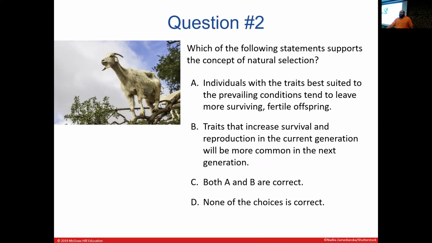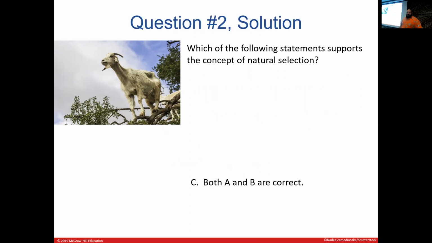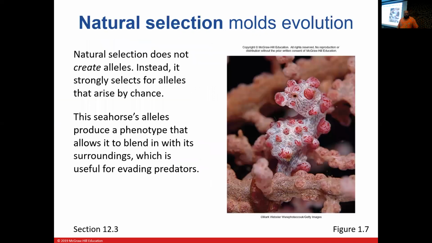It's pretty straightforward, right? These both factor into what we consider to be natural selection, right? The answer is A and B. Now, natural selection molds evolution. It doesn't necessarily create alleles. Instead, it strongly selects for alleles that are going to rise by chance.